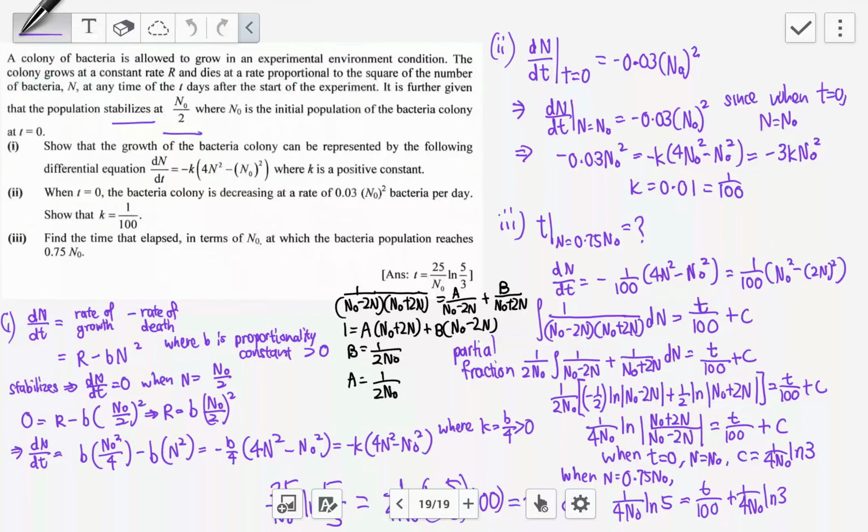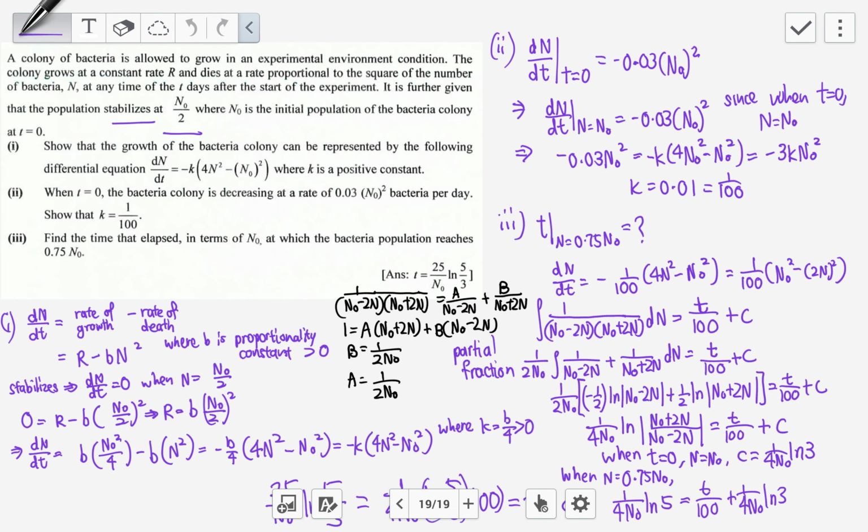This is a question on application of differential equation. A colony of bacteria is allowed to grow in an experimental environmental condition. The colony grows at a constant rate R and dies at a rate proportional to the square of the number of bacteria n at any time of t days after the start of the experiment.